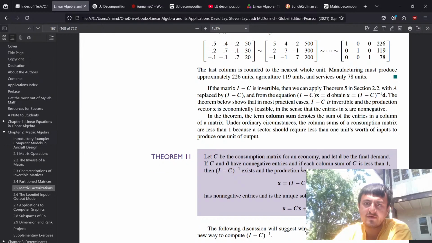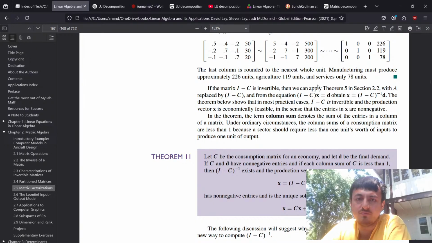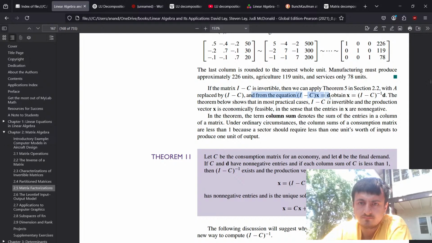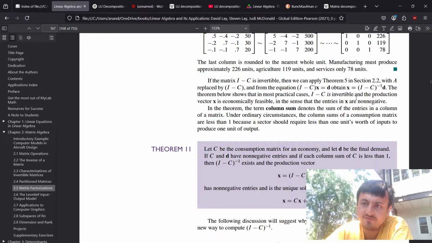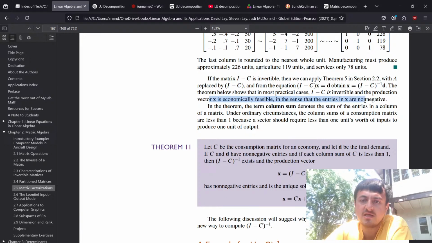All right, now this one I didn't understand. If the identity minus C is invertible, then we can apply theorem 5 and we can replace A with I minus C. The theorem shows that in most practical cases, I minus C is invertible and the production vector X is economically feasible in the sense that it's non-negative.